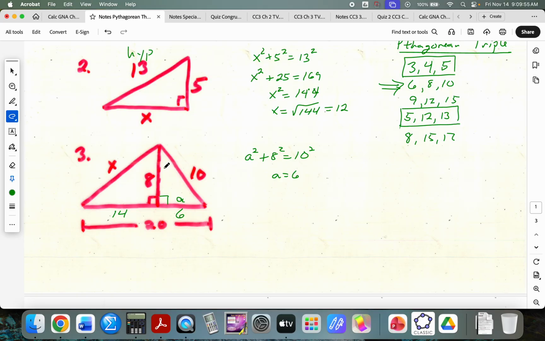Now I can do the Pythagorean theorem on this triangle. So 8 squared plus 14 squared is equal to the hypotenuse x squared. 8 squared? 64. 14 squared? 196. That's going to be x is the square root of 260. It's certainly not a perfect square.